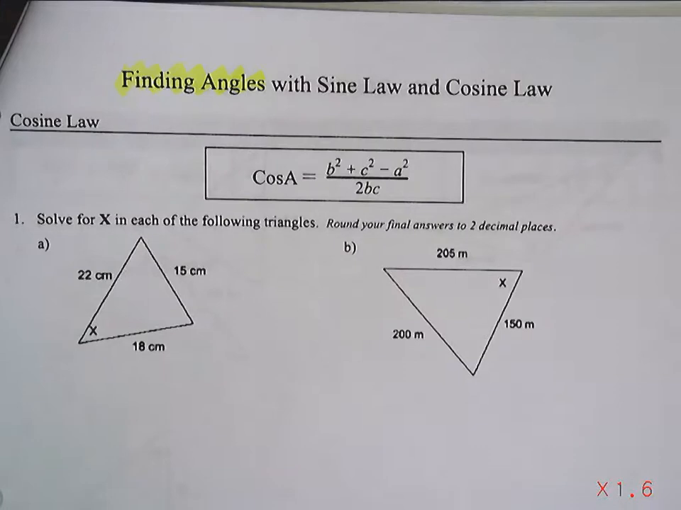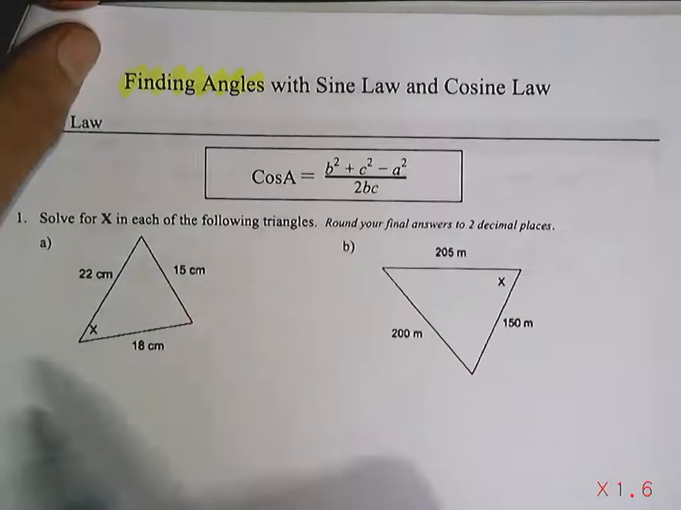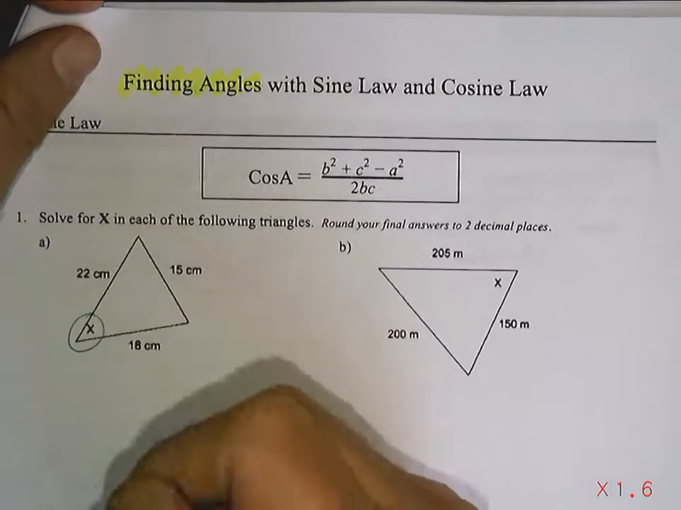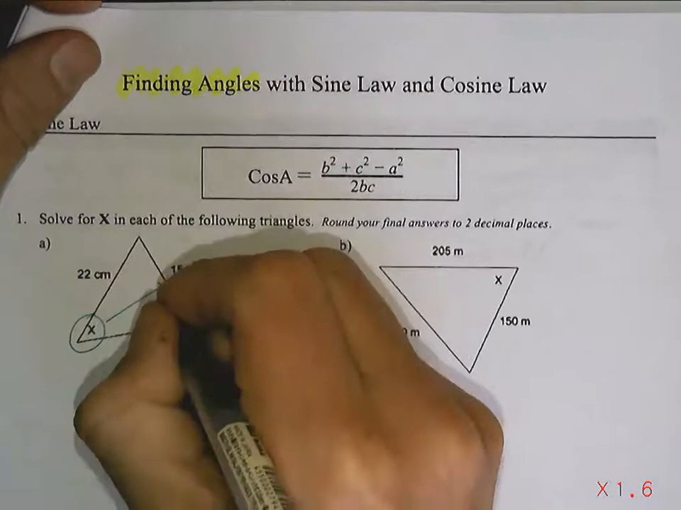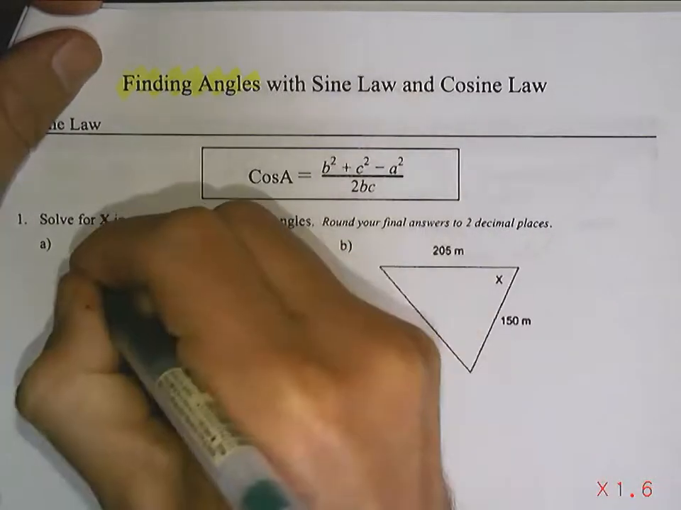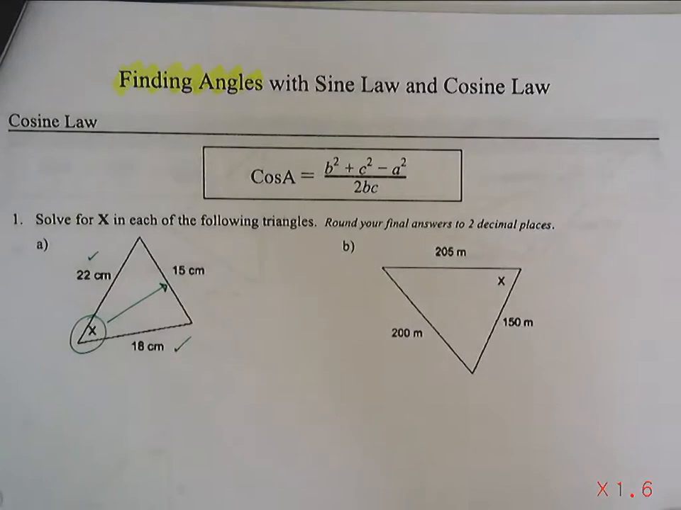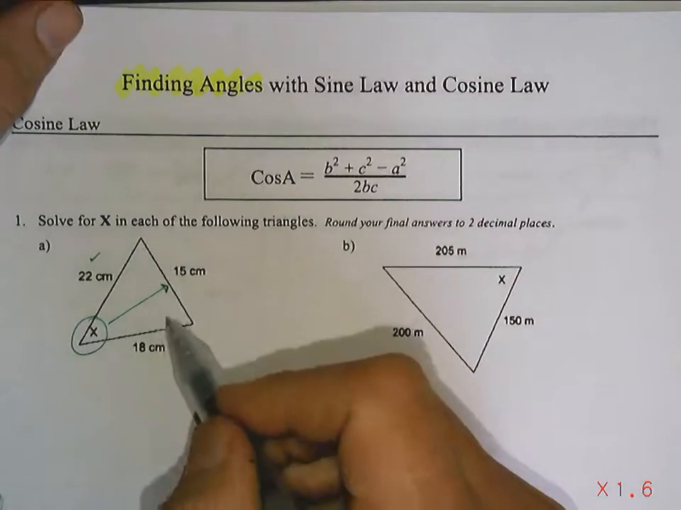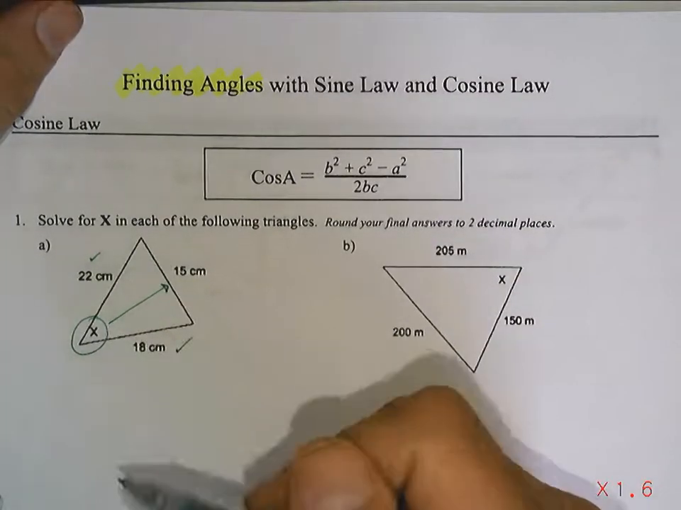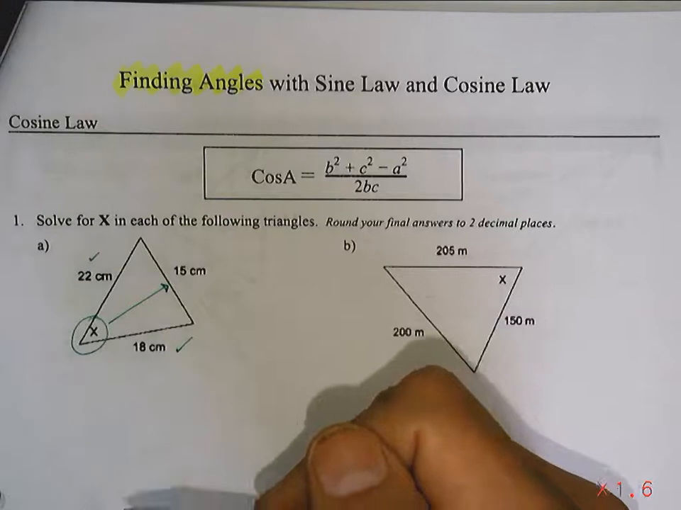So let's take a look at this example. Here is my angle that I'm looking for. I have an opposite side, and I have two other sides. That's going to be a cosine situation. If I had another angle that was opposite one of the sides that I knew, then I could use a sine law, but I can't.